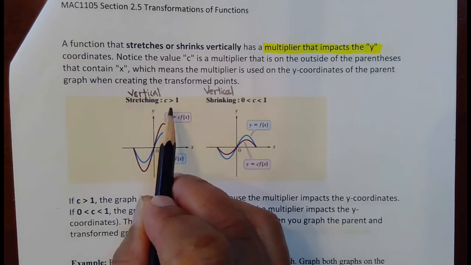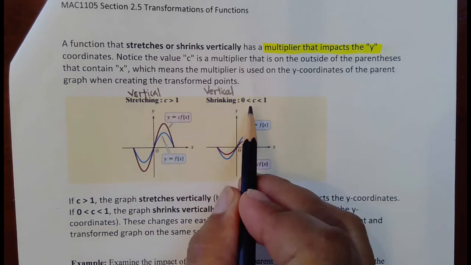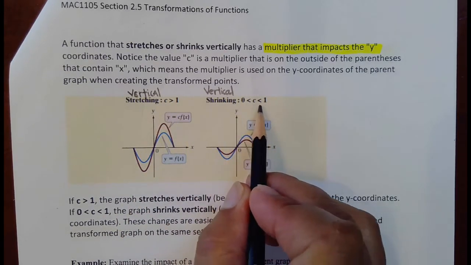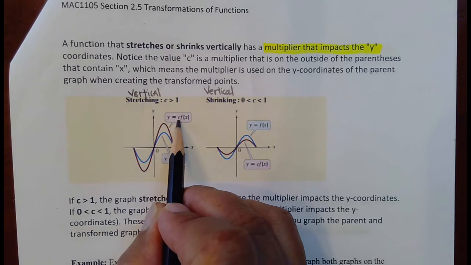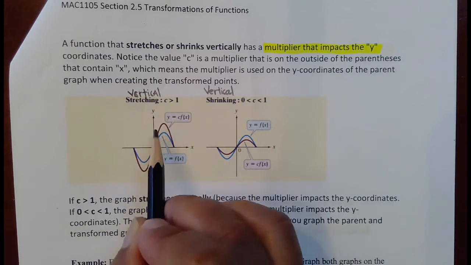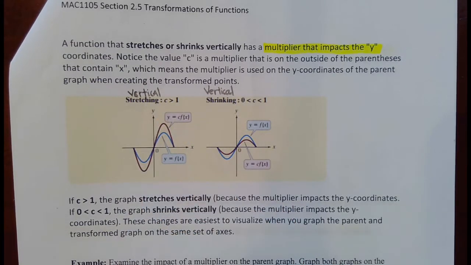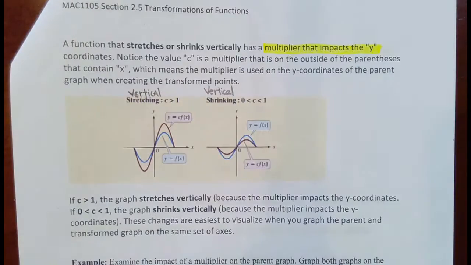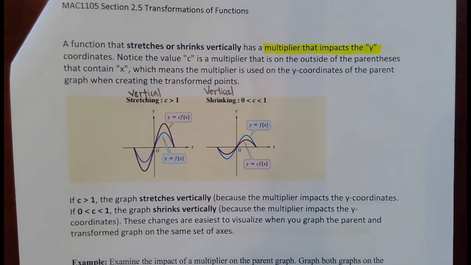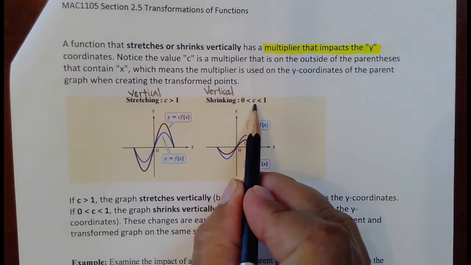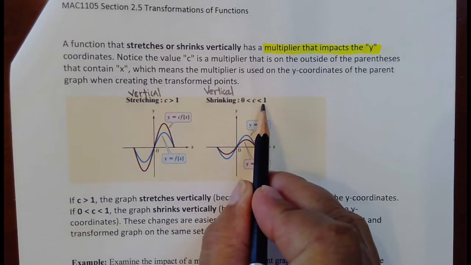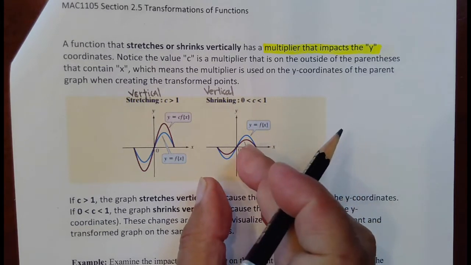Now that multiplier can either be greater than 1 or it can be some fraction in between 0 and 1. If it is a number greater than 1, then the graph is going to be stretched vertically up and down, vertical stretching. So it'll be pulled both up and down, kind of narrowing out the graph. And if the multiplier is some fraction between 0 and 1, then it will vertically shrink. It will come in this way.